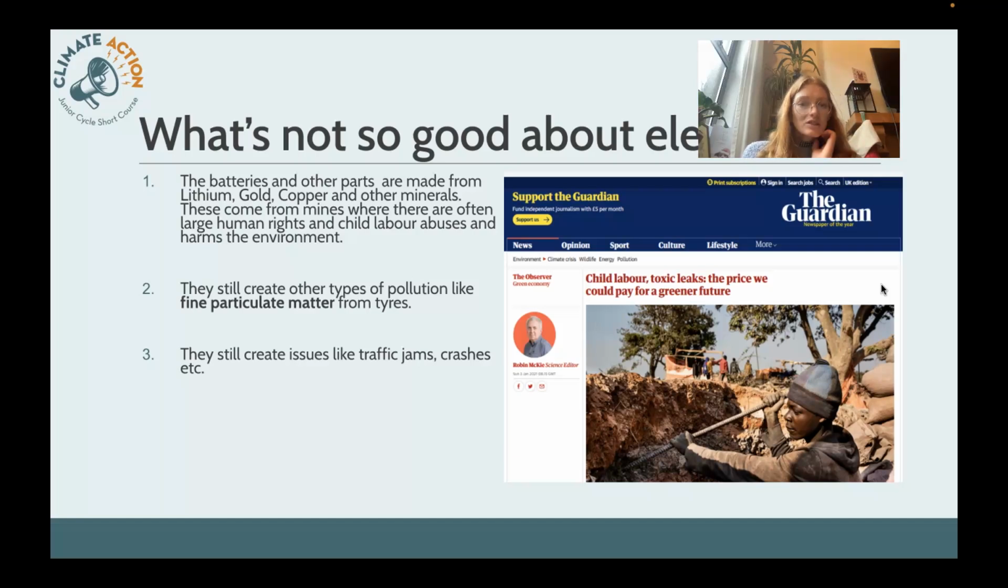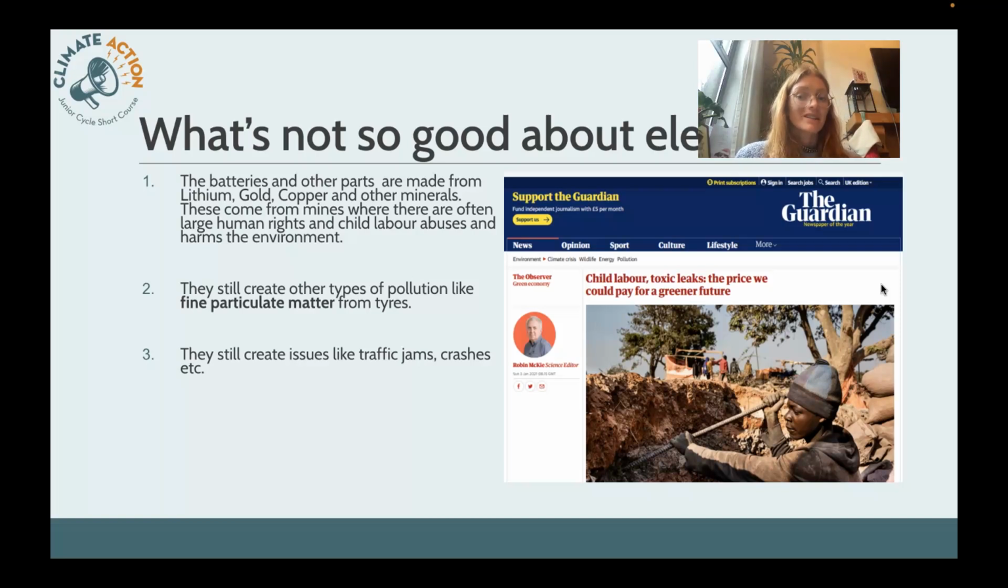But what is not so good about electric cars, which you might have heard about before, is the mining for lithium, gold, copper, and other minerals for the batteries. And there have been widely documented human rights abuses, child labor abuses, and environmental harm that mines do.